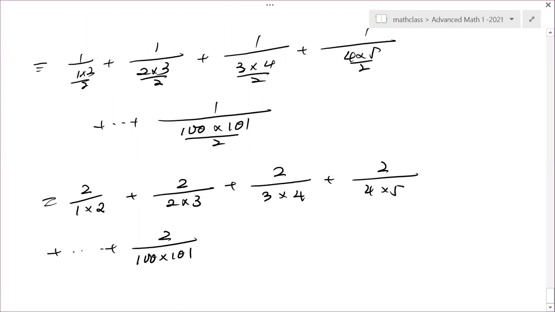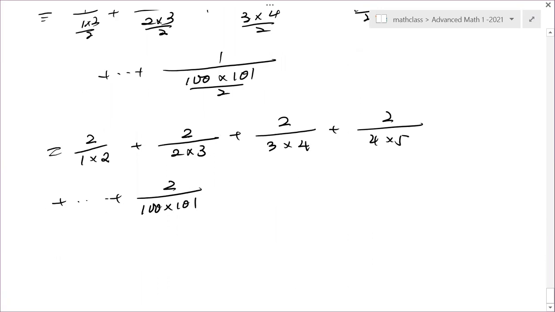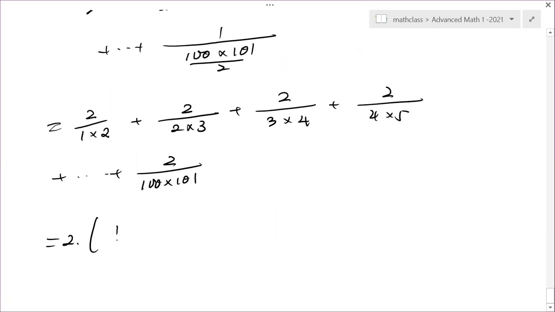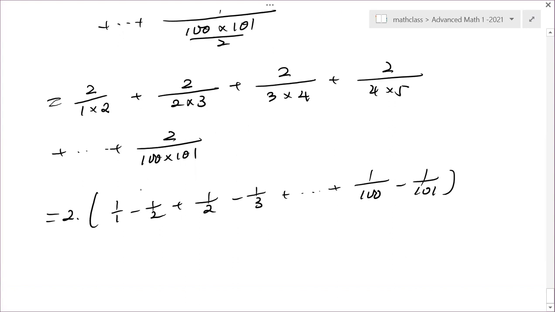Then use the formula we learned above. This is 1 over 1 minus 1 over 2, 1 over 2 minus 1 over 3, and keep it going, up to 1 over 100 minus 1 over 101. All the terms in the middle cancel out. And we have 1 minus 1 over 101, that's 100 divided by 101. This time it's not divided by 2, it's multiplied by 2. So this is our answer.